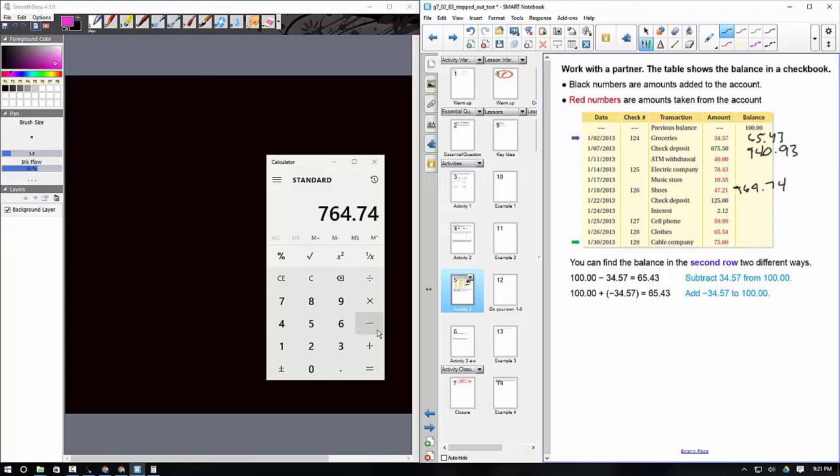All right, now I'm going to add 125 to that. And I'm going to add $2.12. And now I'm at 127. Oh boy, there's something wrong there. Try that again. So luckily I wrote this number down here.